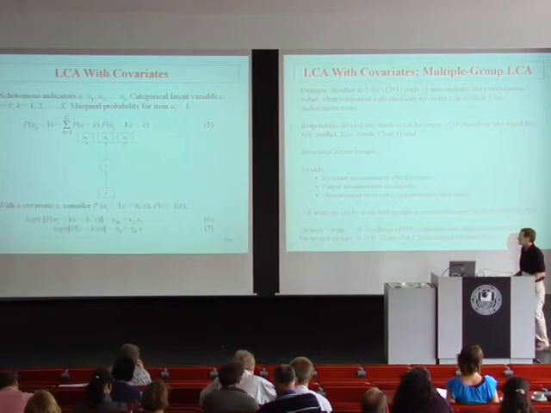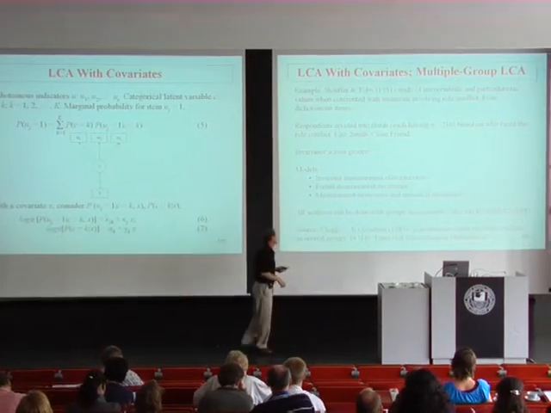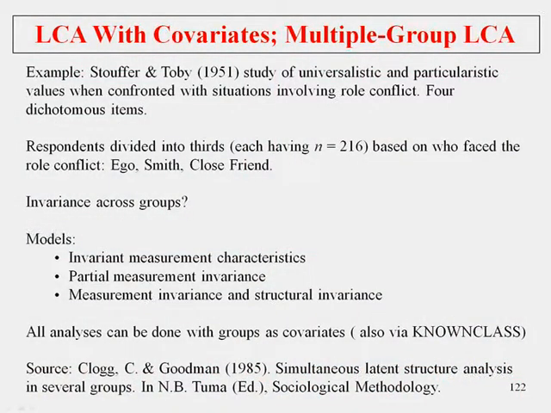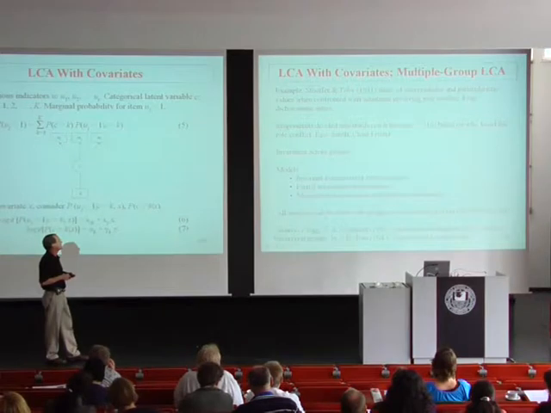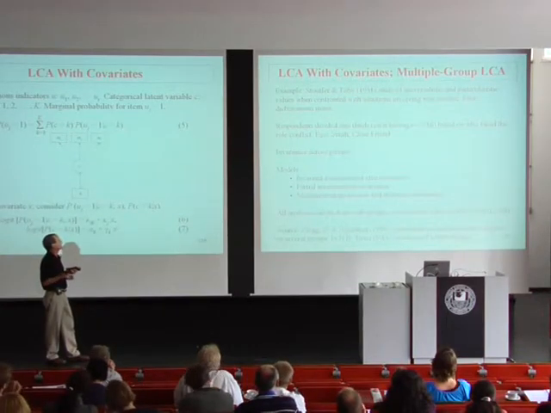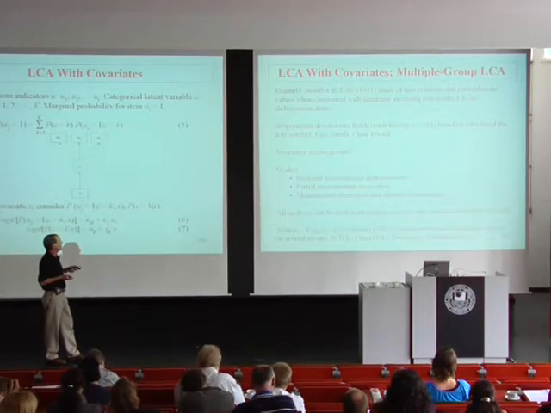An example of that is in this book chapter. Sociological Methodology is a book that comes out once a year. It's a very good methods book. And in 1985, Cliff Clogg and Leo Goodman had a great chapter on simultaneous latent structure analysis in several groups. So it's stimulated by the multiple group analysis in structural equation modeling and factor analysis that Karl Jöreskog introduced, and here translated into the latent class setting. And you may want to read that chapter, and it's interesting.